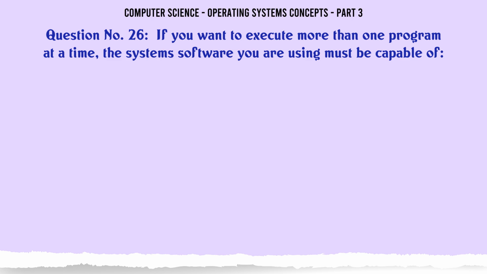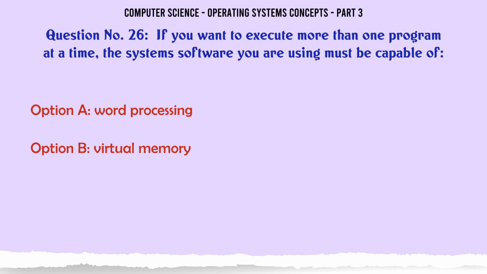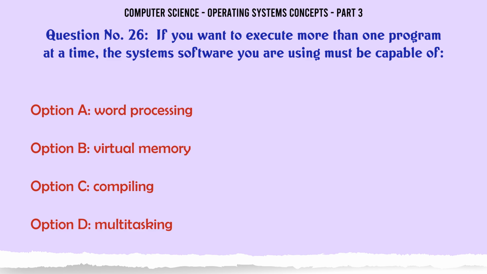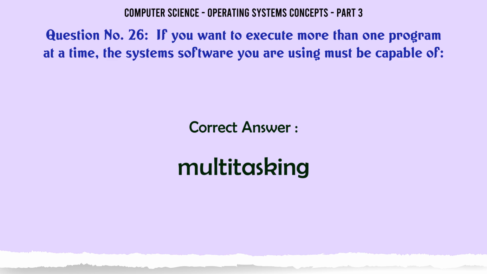If you want to execute more than one program at a time, the system software you are using must be capable of: A. Word processing. B. Virtual memory. C. Compiling. D. Multitasking. The correct answer is multitasking.